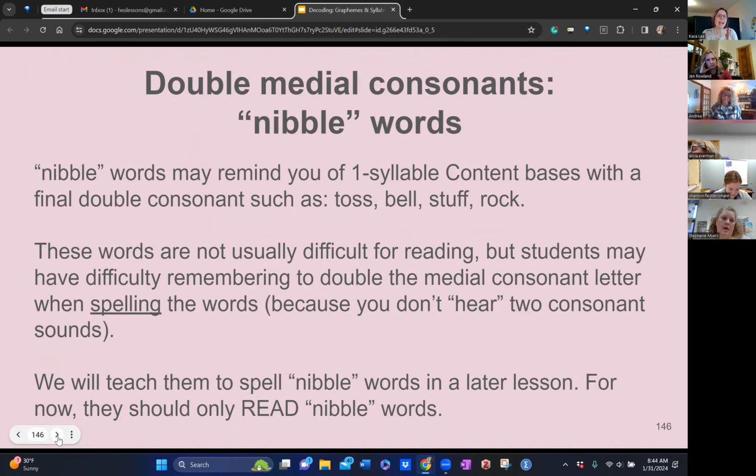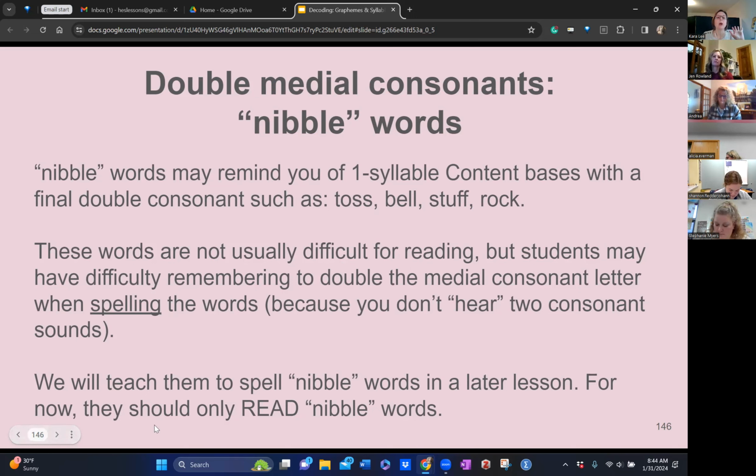Otherwise, it might look like nibble, which isn't an actual word in English, but that's what is happening with that double consonant. So you're just going to want to make sure that, when the kids are reading, that might happen, especially if the word is not in their spoken vocabulary. If they don't know that nibble is a word, they might say nibble. But if they know nibble is a word, then it usually takes care of itself. But I'm just saying, beware of that and be ready to deal with it.